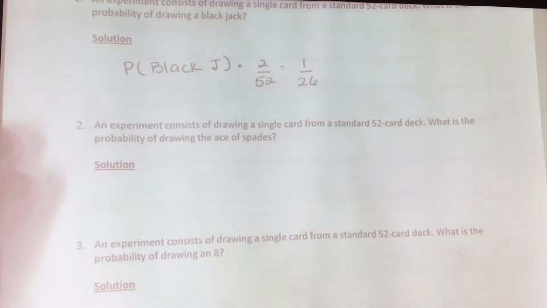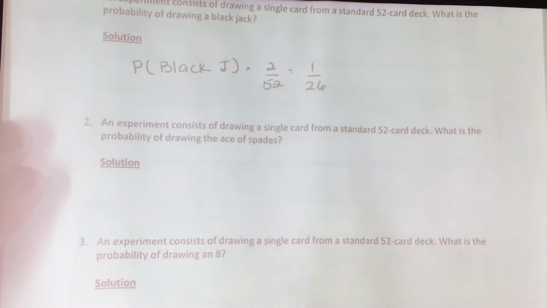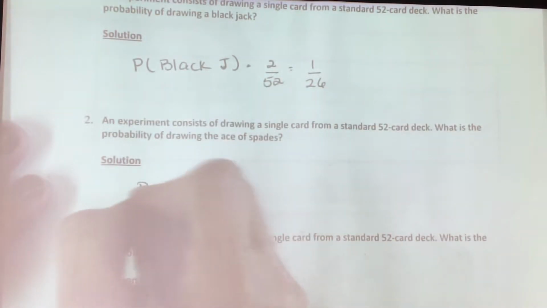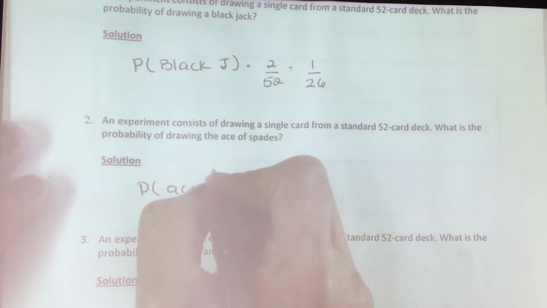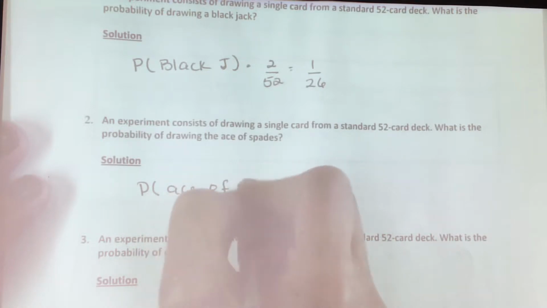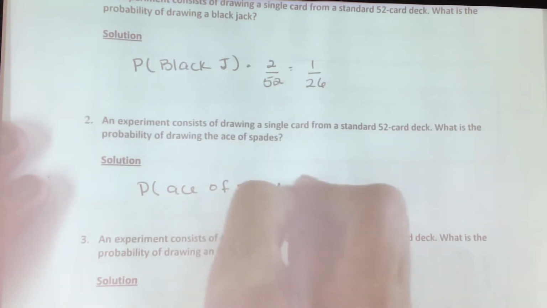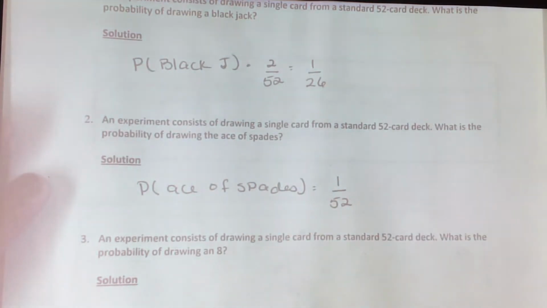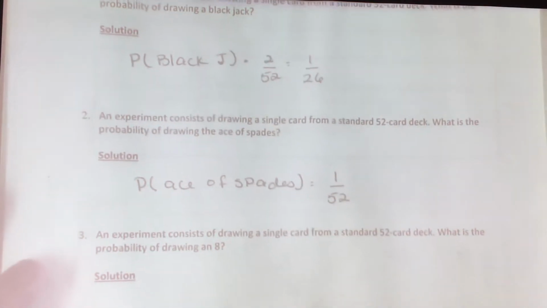Number 2, an experiment consists of drawing a single card from a standard 52 card deck. What is the probability of drawing an ace of spades? Here you only have one ace of spades. So 1 out of 52 chances of drawing that ace of spades.